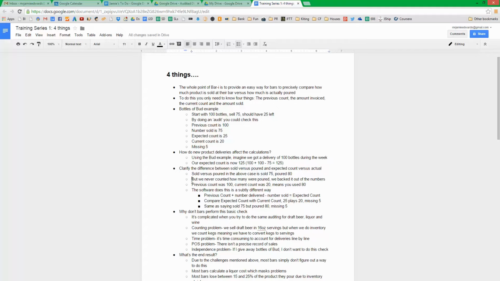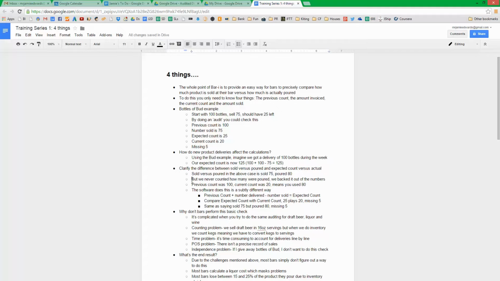The software does this though in a subtly different way. What we do is we compare the expected count with the actual count. So let's run through that. The previous count, in that case 100, plus the number delivered, another 100, means we started with 200, and the number sold was 75, so we subtract that 75 from the 200 we started with, and we get an expected count of 125.